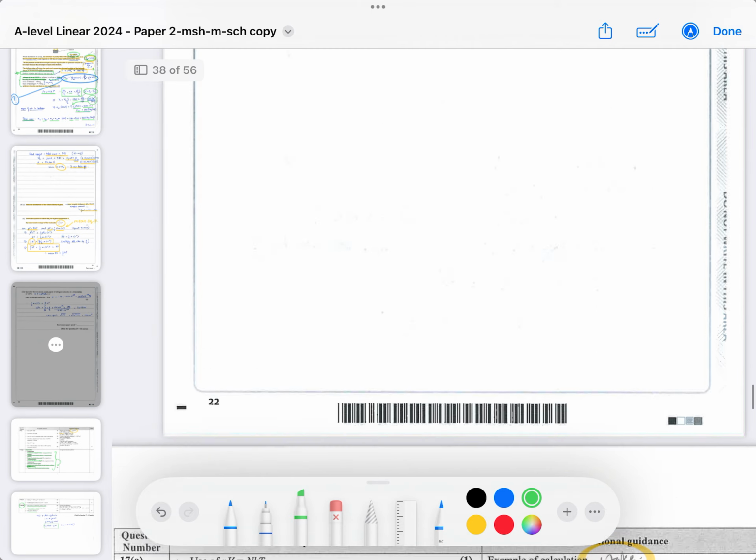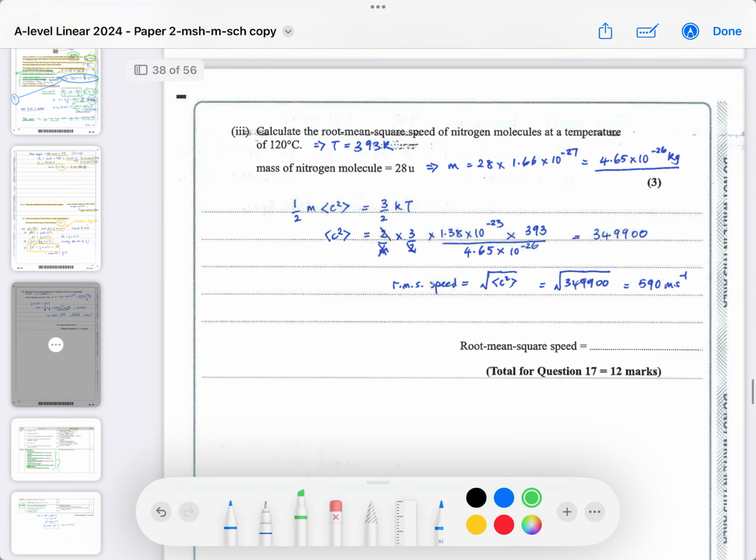And I think we're ready to have a look at that. So it says, calculate the root mean square speed of nitrogen molecules at a temperature of 120 degrees centigrade. So first trick is make sure you change to Kelvin. You need the mass of a nitrogen molecule, which is 28 u. u is given on your data sheet as 1.66 times 10 to the minus 27.